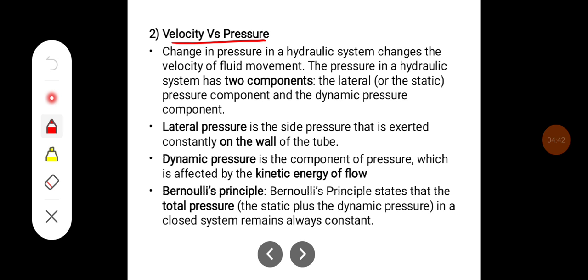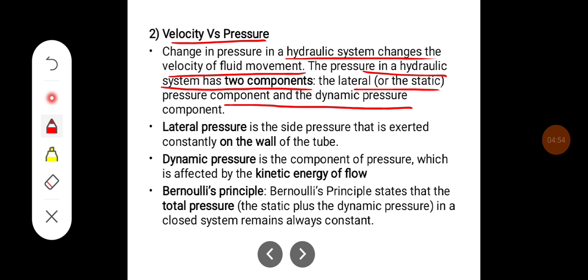The velocity versus pressure. The change in the pressure in hydraulic system changes the velocity of the fluid movement. The pressure in a hydraulic system has two components, the lateral pressure component and the dynamic pressure component. Lateral pressure is the side pressure that is exerted constantly on the wall of the tube, and dynamic pressure is the component of pressure which is affected by the kinetic energy of flow.